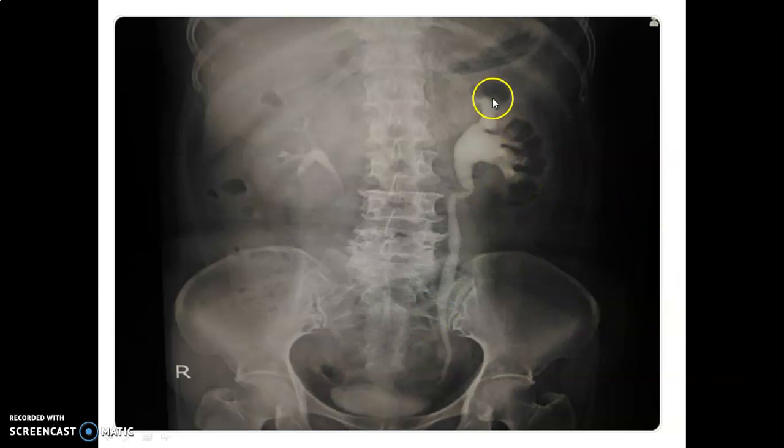Here you can see, on the right hand side the kidney outline is okay, but on the left hand side we can see dilated pelvicalyceal system and the ureter. It's a hydronephrosis. Maybe there is a block over here in the lower portion. It's a black shadow here, maybe due to a stone in the lowermost portion of the ureter. Next slide.